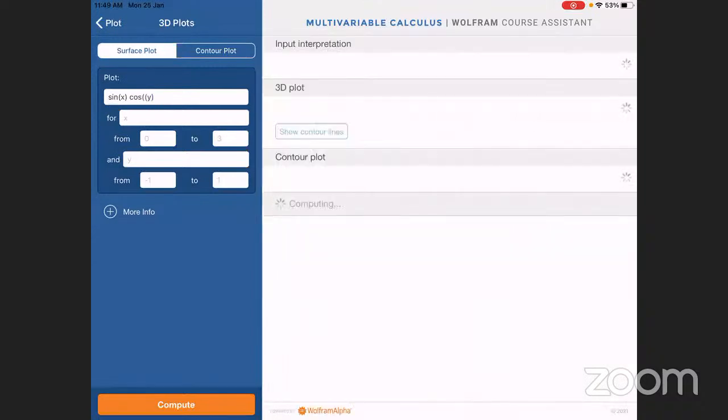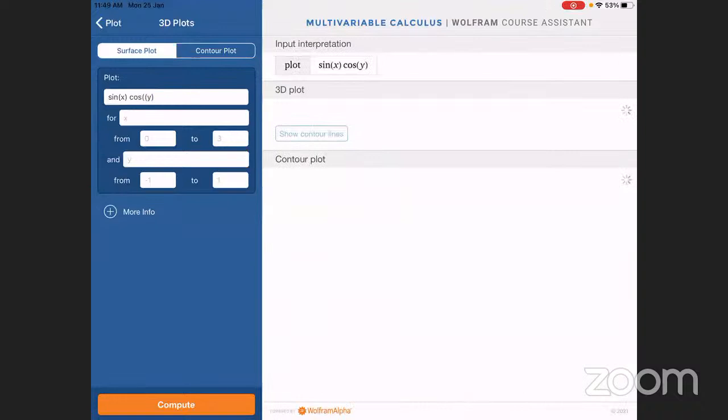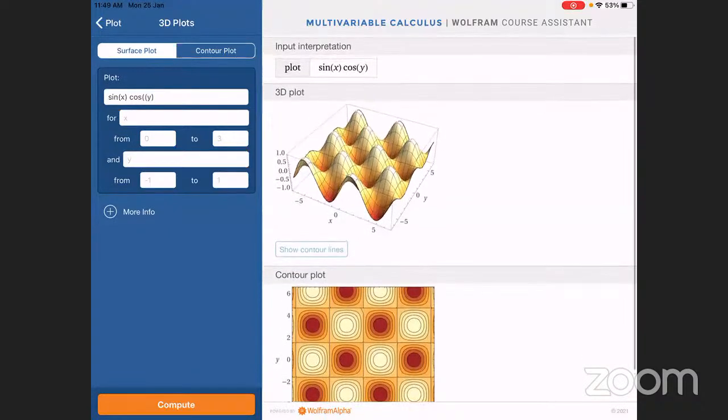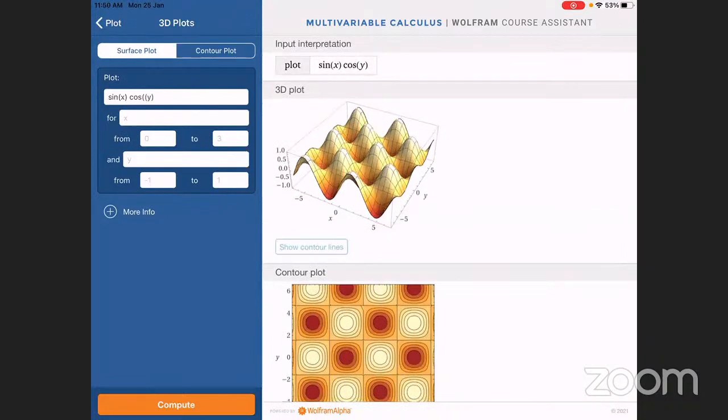Of course, within the range, x ranges from 0 to 3, and y varies from minus 1 to 1. This is the graph of this. This is the contour lines graph. This is the contour plot, the second one. The first one is the original graph. So these graphs can be done so easily by using this.